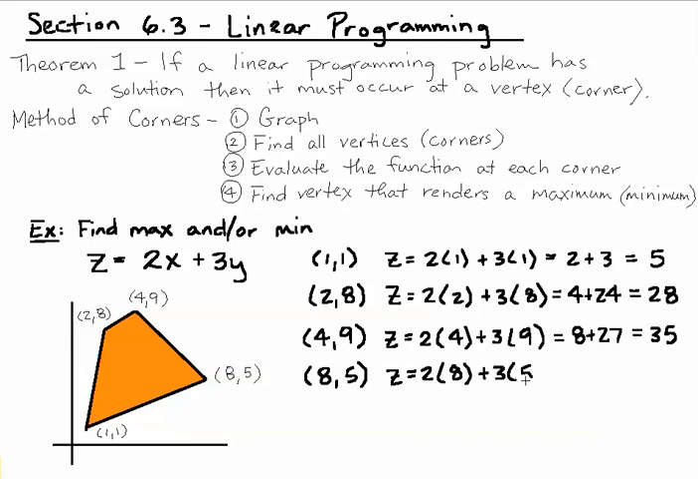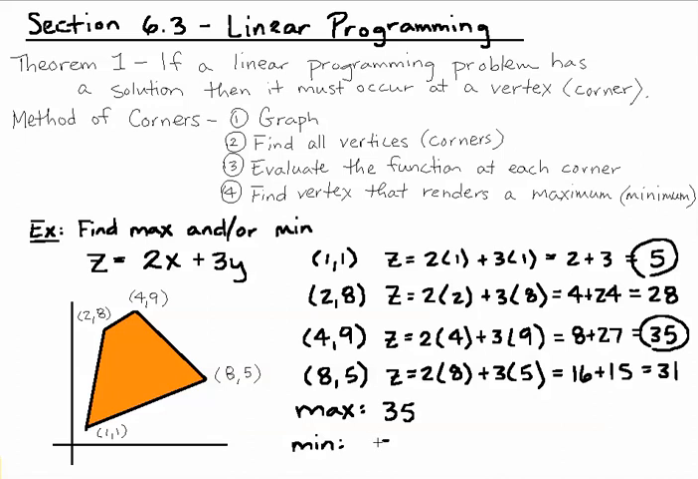And after we find all four of our numbers, then we can compare those. And we're saying that the largest number is the maximum, so our maximum is 35. And our minimum is 5. And that would be our answer to this type of problem, to where they ask you to find the max and or the minimum.